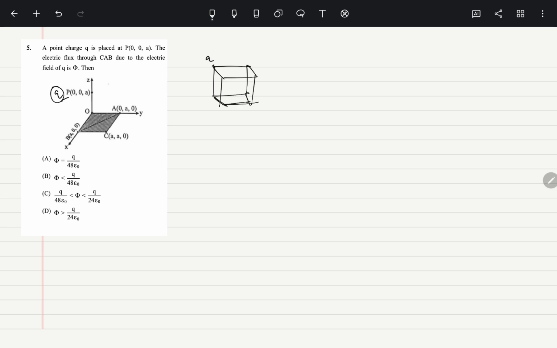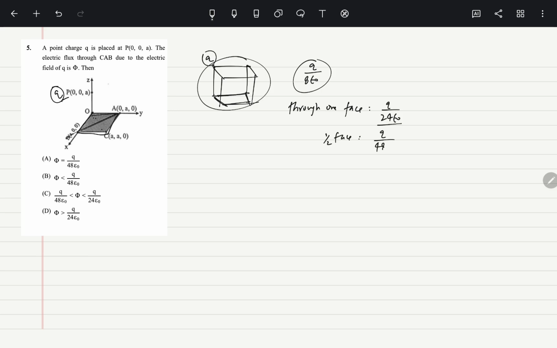So when the Q charge is at the corner, this is our bottom face. Due to this Q charge, what is the flux passing through? This one we already know: it is Q by 8 epsilon naught. This Q by 8 epsilon naught passes through only 3 faces, so through one face, the flux will be Q by 24 epsilon naught. And this face is divided into 2 equal parts, so half the flux will go. Through half a face, flux will be Q by 48 epsilon naught.